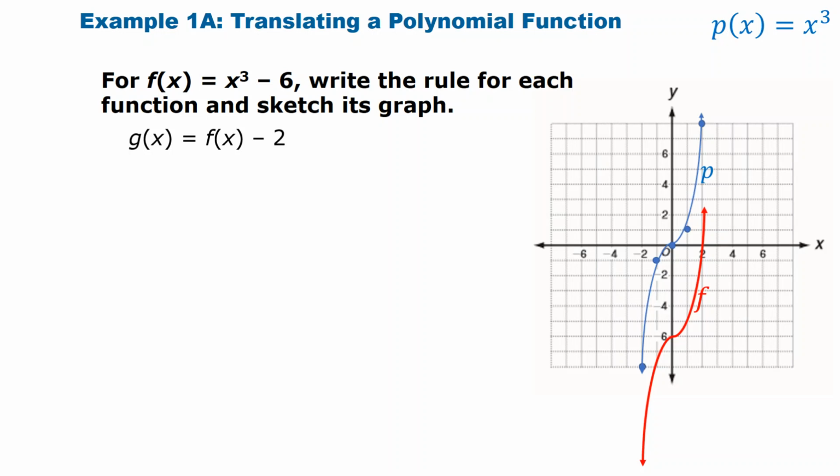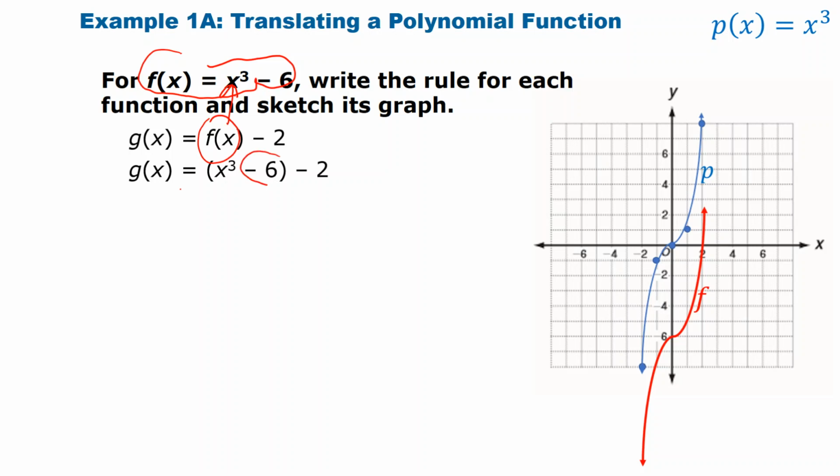And g is going to be f of x minus 2. So we're going to say, well, what is f of x? Well, f of x is actually, right here, it tells us f of x equals x to the third minus 6. So in place of f of x, I'm going to put x to the third minus 6. Okay? So let's go ahead and do that. So there it is. In place of f of x, I just put x to the third minus 6.